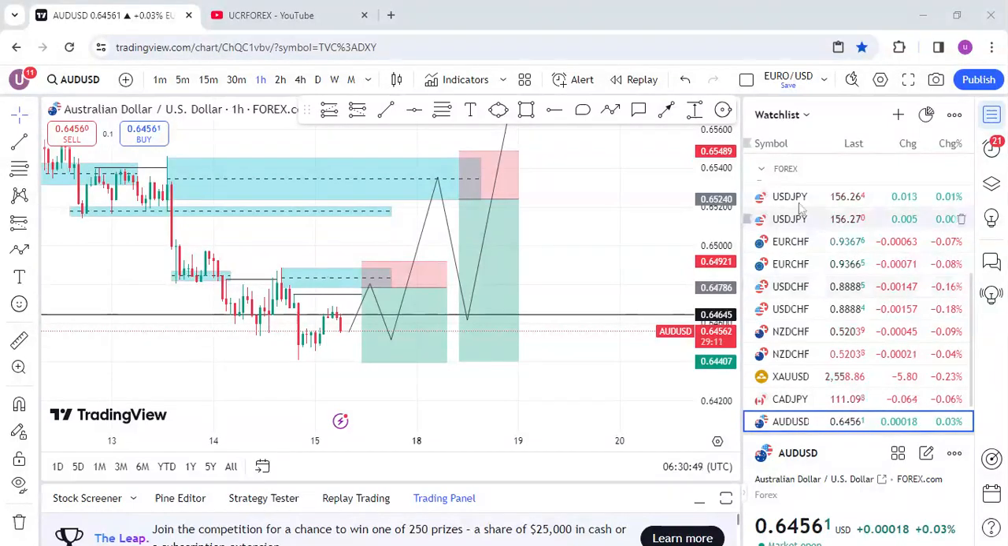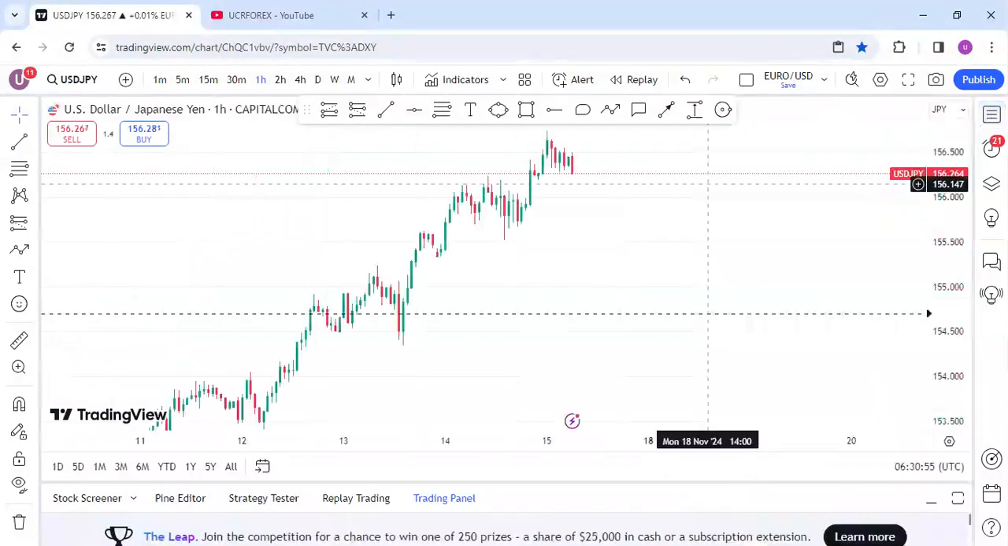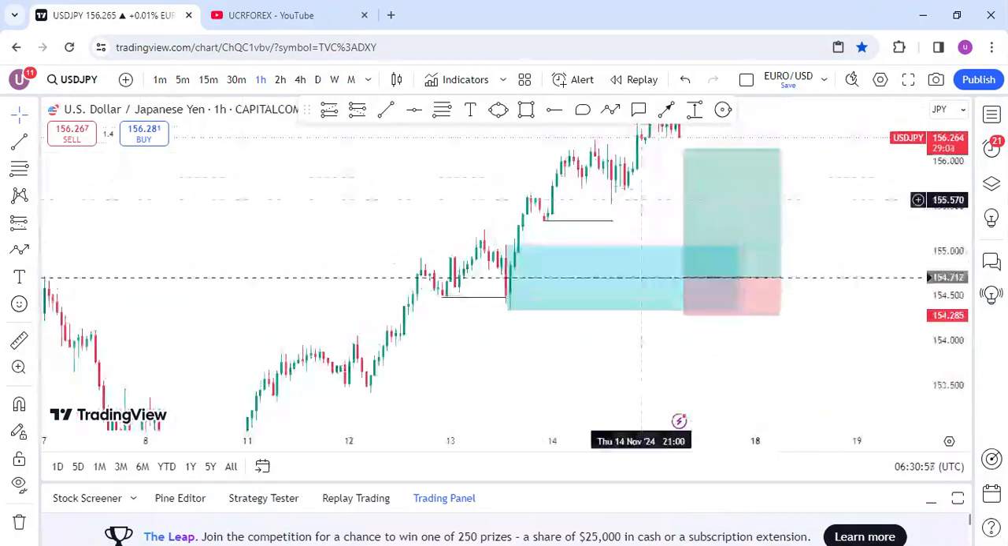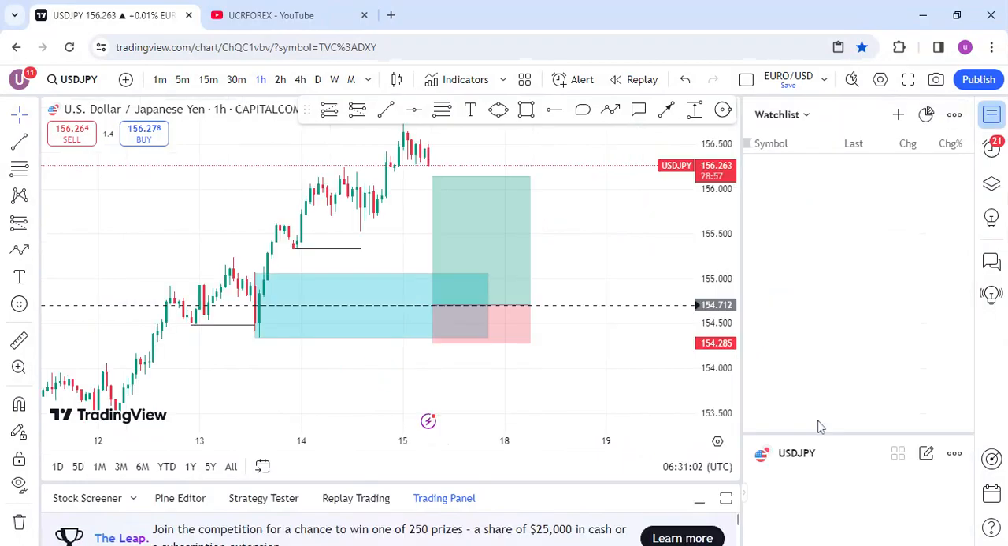So let's look at USD JPY one more last time. This is USD JPY. I think I already have a setup there as well. This is USD JPY now. So it's coming. Then let's go to more cleaner charts.